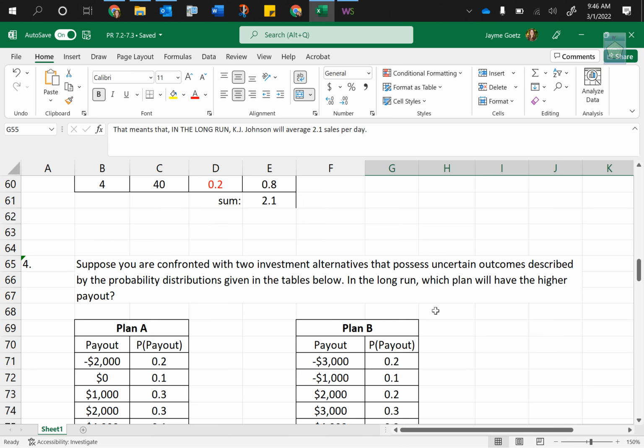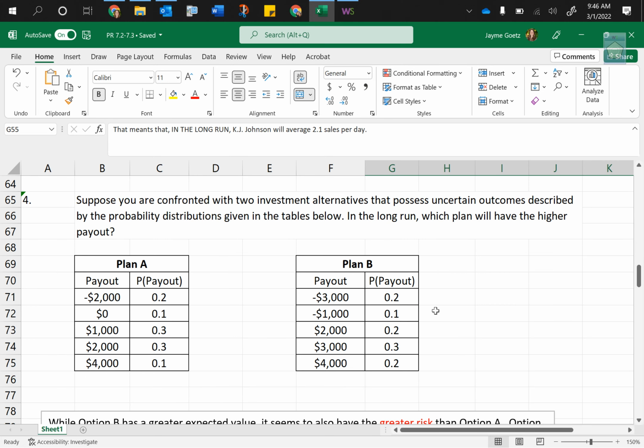Okay, so let's go to number 4. Suppose you are confronted with two investment alternatives that possess uncertain outcomes described by the probability distributions in the tables below. In the long run, which plan will have the higher payout? So here's what this means. There's plan A. You're investing. There's a 0.2 chance that you could lose $2,000 out of this investment. Does that make sense? There's a 0.1 probability that you're going to break even.